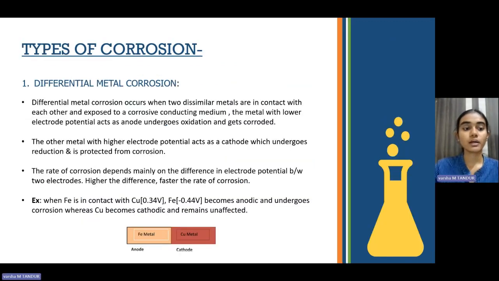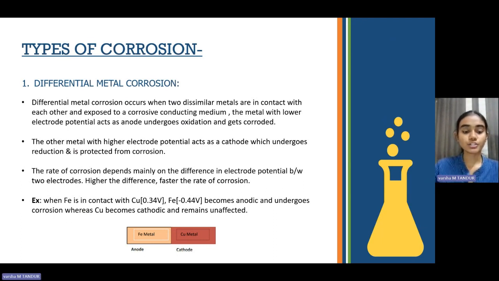Types of corrosion. We have two types of corrosion, that is differential metal corrosion and another one, differential aeration corrosion. Differential metal corrosion occurs when two dissimilar metals are in contact with each other and exposed to a corrosive conducting medium. The metal with lower electrode potential acts as anode, undergoes oxidation and gets corroded. The other metal with higher electrode potential acts as cathode, which undergoes reduction and is protected from corrosion.